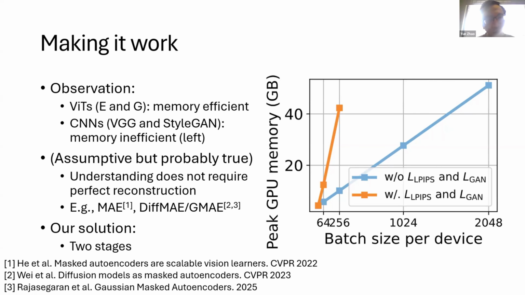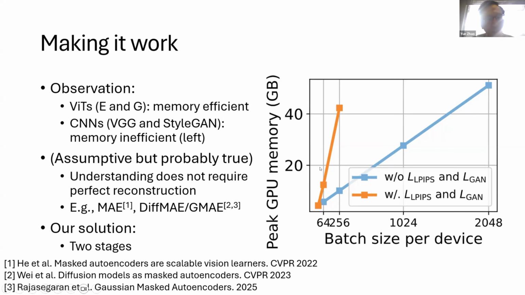We have another observation, or assumption, which we don't have 100% evidence to say is true, but we can say it's probably true: understanding does not require perfect reconstruction. There is some evidence for it. For example, MAE just uses a very lightweight decoder and can still learn the representation very well. And even if we use something more advanced, for example a diffusion head or a Gaussian splatting head on top of that, it does show a lot of improvement on the reconstruction, but this reconstruction in return doesn't bring a lot of gain on image understanding.